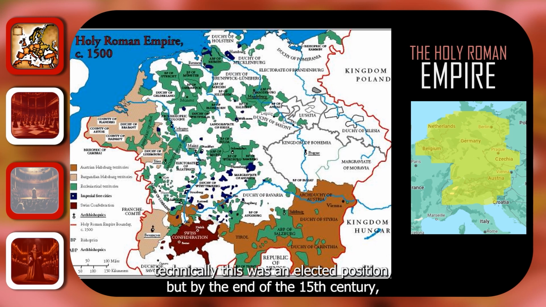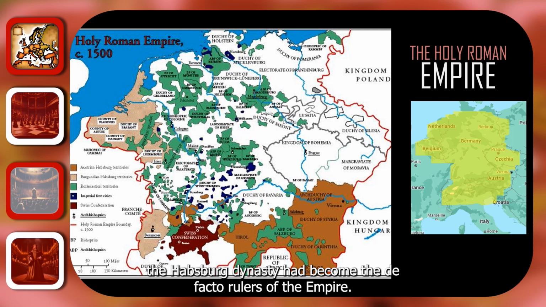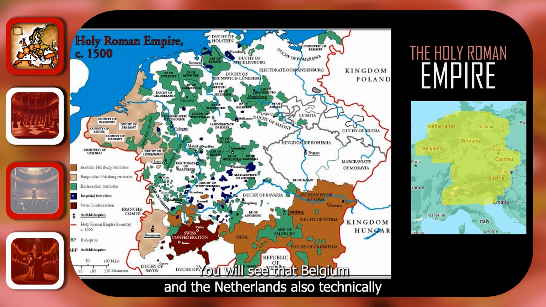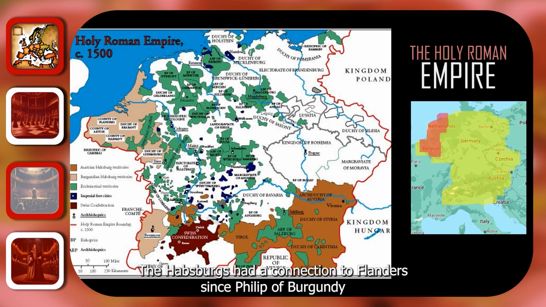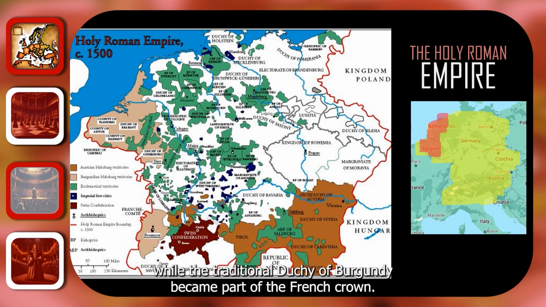The most significant position was that of the Holy Roman Emperor. Technically this was an elected position, but by the end of the 15th century the Habsburg dynasty had become the de facto rulers of the empire. You will see that Belgium and the Netherlands also technically form part of the empire. The Habsburgs had a connection to Flanders since Philip of Burgundy was the son of Maximilian I of the Holy Roman Empire. By the turn of the 16th century, the Burgundian Netherlands, otherwise known as Flanders, was under Habsburg control, while the traditional Duchy of Burgundy became part of the French crown.